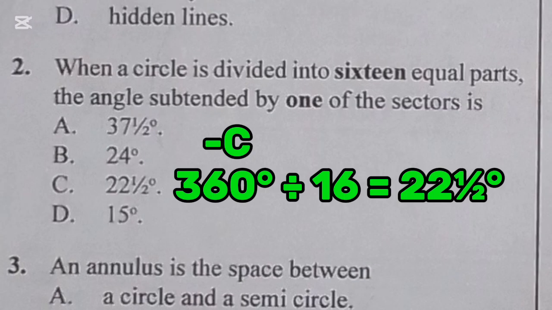or better still, quickly say 360 divided by the number of divisions of the circle, which is 16, and that will give us 22.5 degrees.